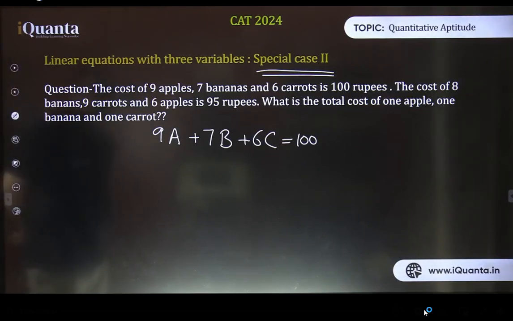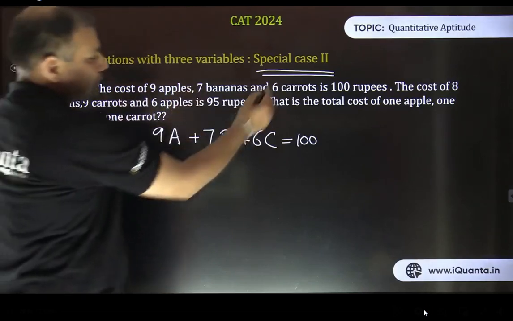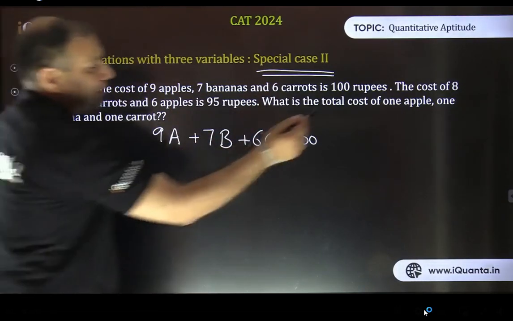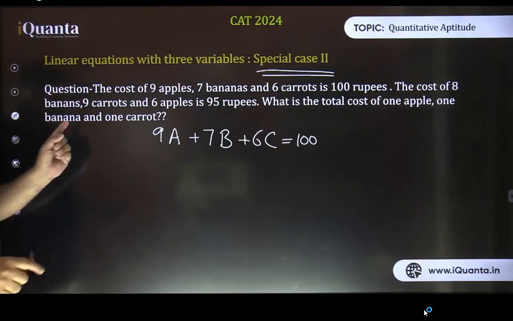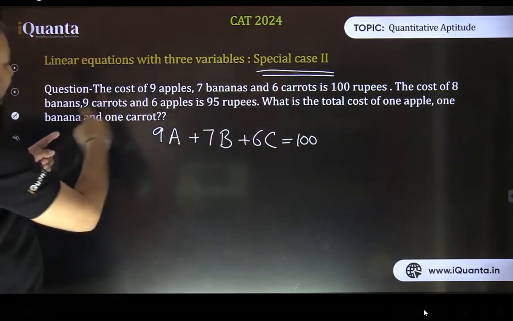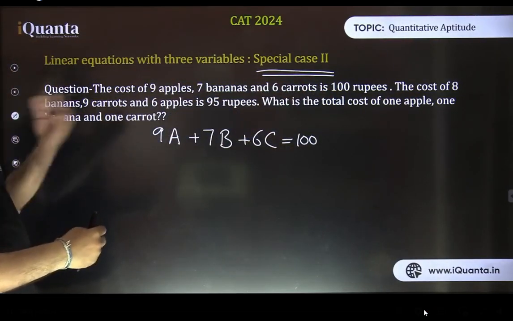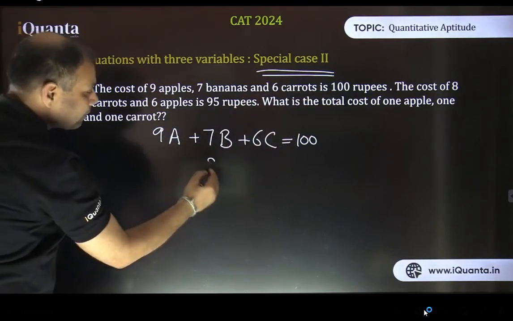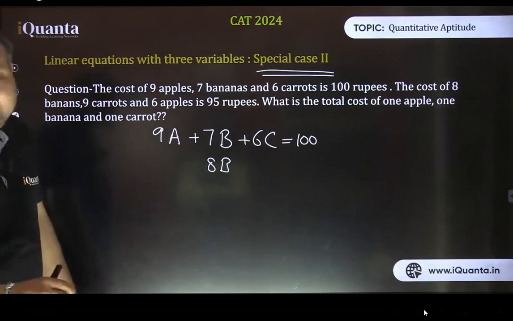Okay, so first part is, I've written this first equation. So 9 apples, 7 bananas and 6 carrots, they cost 100 rupees. So 9a plus 7b plus 6c is 100. Now in the second sentence it says the cost of 8 bananas. So we need to be very careful. The order of the articles is altered here. First it is mentioned cost of 8 bananas. So it is not 8a, it is 8b. So that can be one of the areas of confusion, right? Many times students make this mistake.